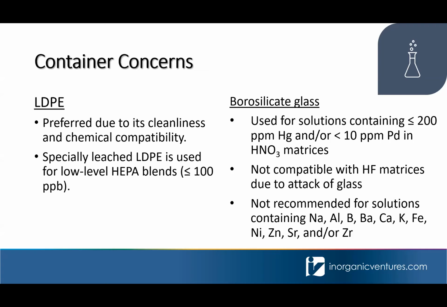Okay. So LDPE is our bottle of choice, but there are some instances where LDPE is not recommended. Examples include mercury at concentrations less than or equal to 200 ppm, and/or palladium less than 100 ppm, when you're working with a nitric matrix. We don't see this problem when we're working with HCl. So mercury and palladium in HCl is fine in your LDPE container. However, if you need a nitric matrix, you're going to need to switch to the borosilicate glass to ensure stability.